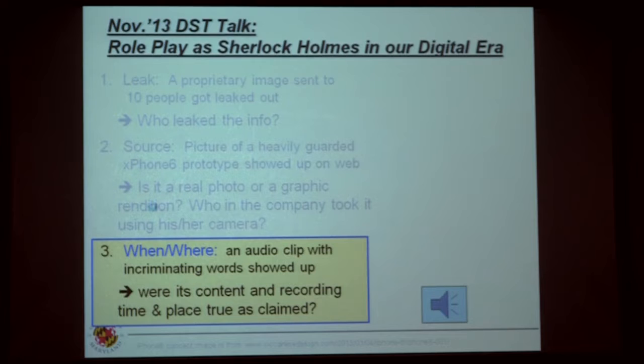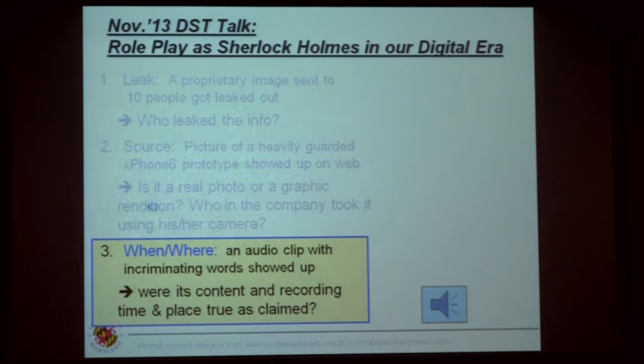Think of a sound clip where someone is talking, and the content is very embarrassing or incriminating. If this is real as claimed, it was so-and-so who said this, on which day, and where. That can be a big deal. But how can we make sure that sound clip has not been tampered with? And how can we verify it was indeed recorded on that day and at that place?